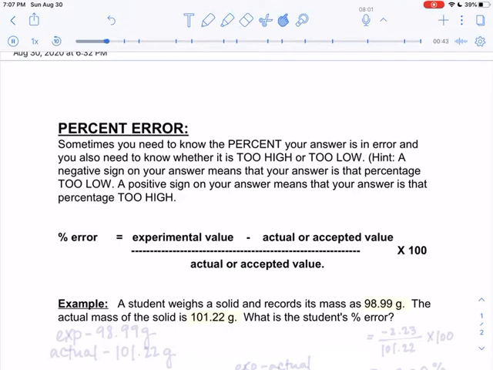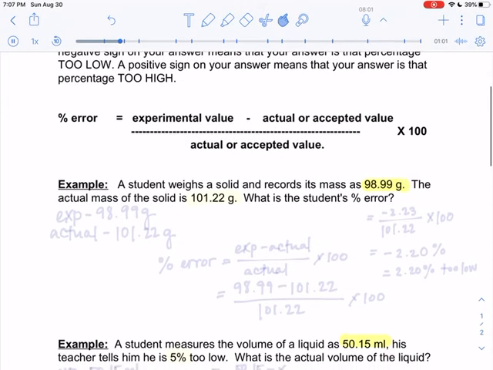The question says, a student weighs a solid and records its mass as 98.99 grams. The actual mass of the solid is 101.22 grams. What is the student's percent error? We are concerned with two numbers in this problem. We have 98.99 grams and 101.22 grams.